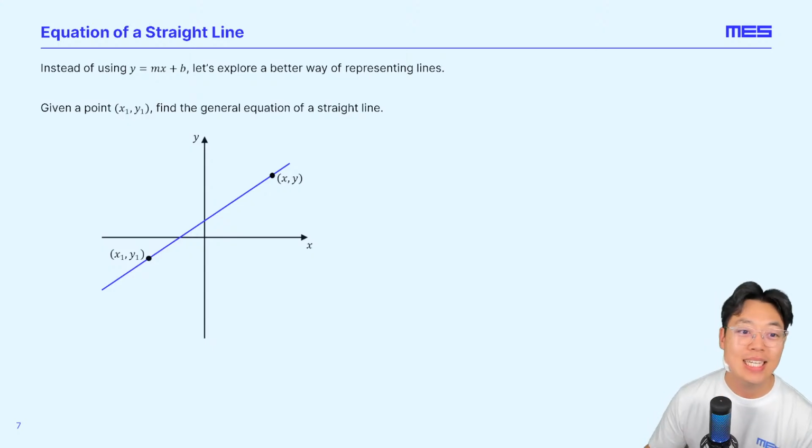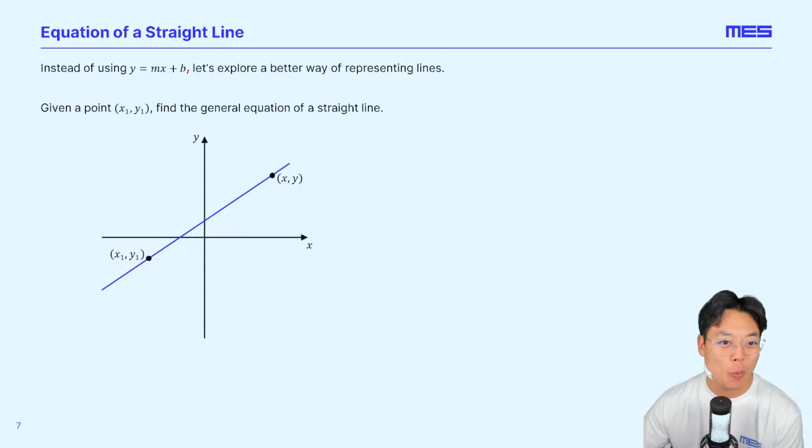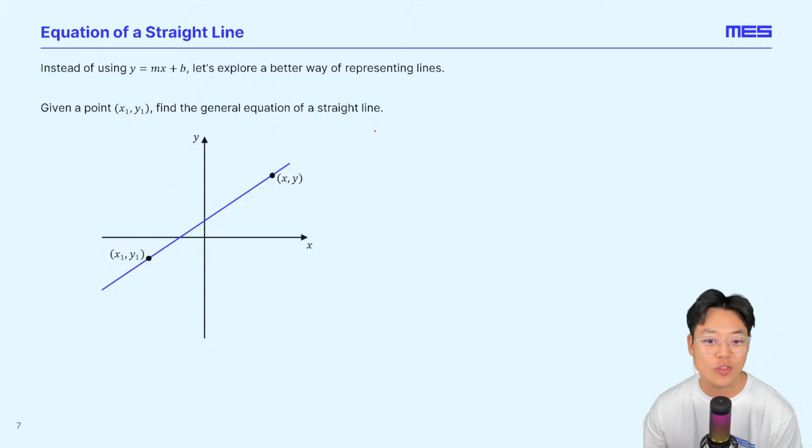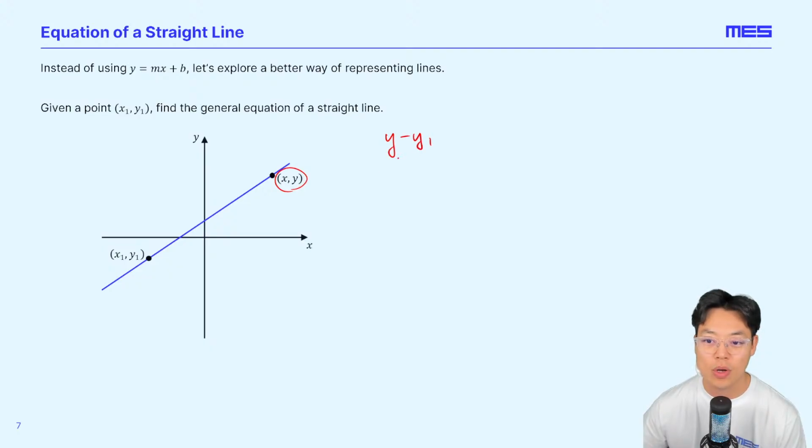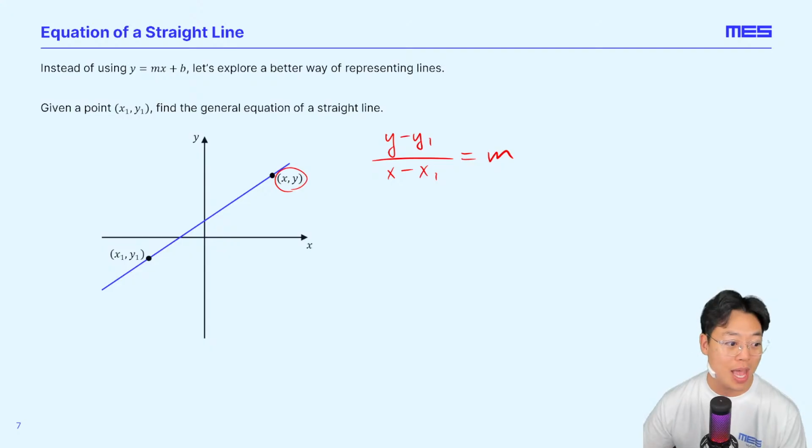Okay, now, instead of using slope-intercept form like we just did, let's explore a better way of representing lines. Given a point, x sub 1, comma y sub 1, find the general equation of a straight line. Notice how this says x comma y here. It can be any point on the line. We're not calling it x sub 2 comma y sub 2. Let's find the slope of this line. The slope would be y minus y sub 1 all over x minus x sub 1, and that's equal to my slope of m.